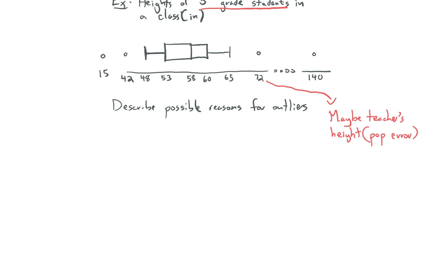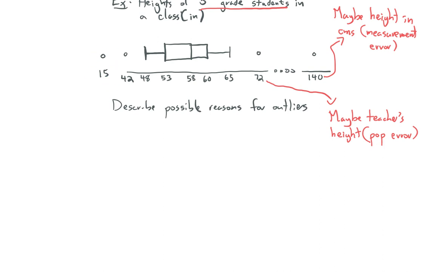140, well, that's really, really big. So the best I could think of for that is maybe this is a measurement error. Maybe that this student got their height measured in centimeters instead of inches. So maybe height in centimeters. And that is a measurement error. We just measured that student incorrectly.